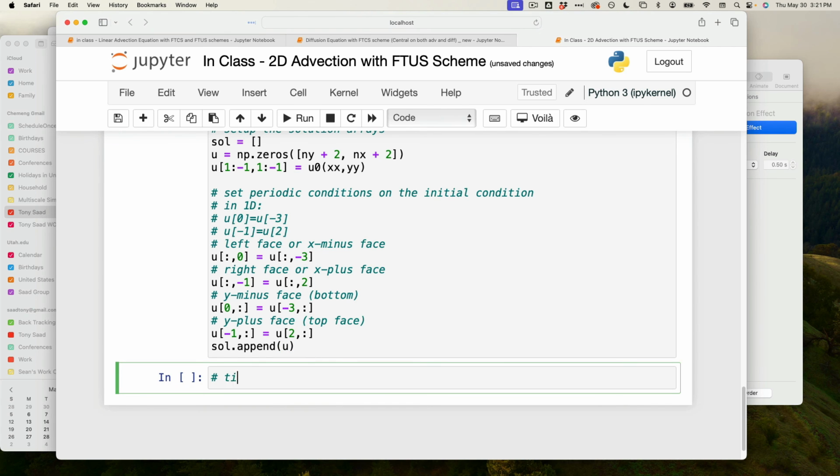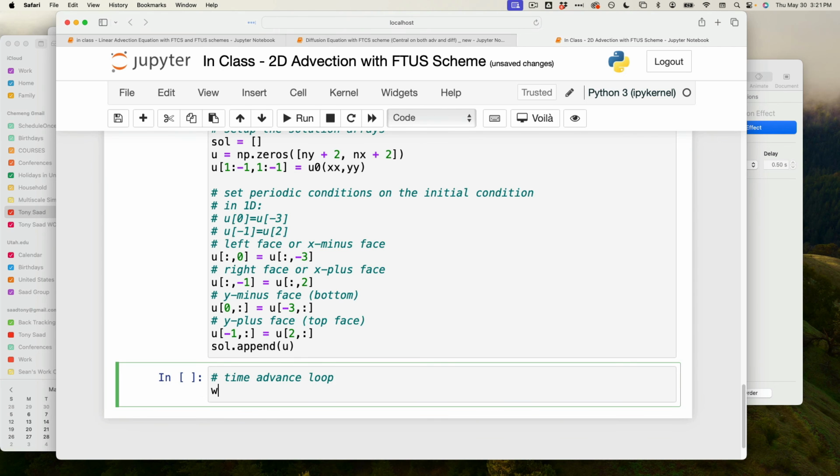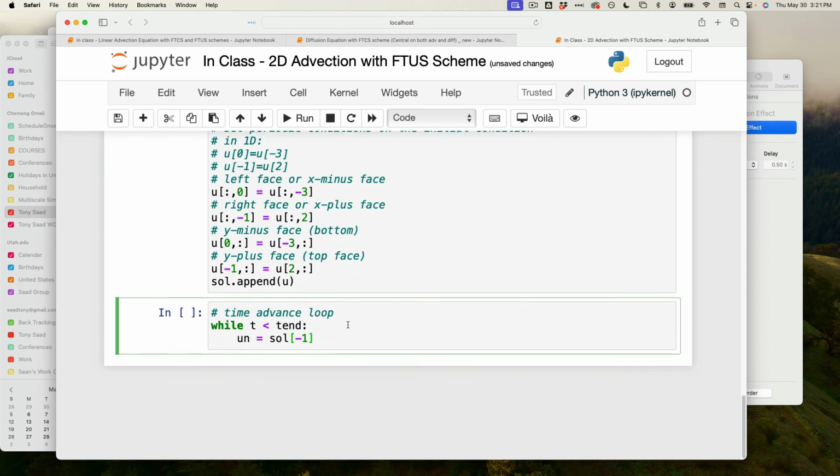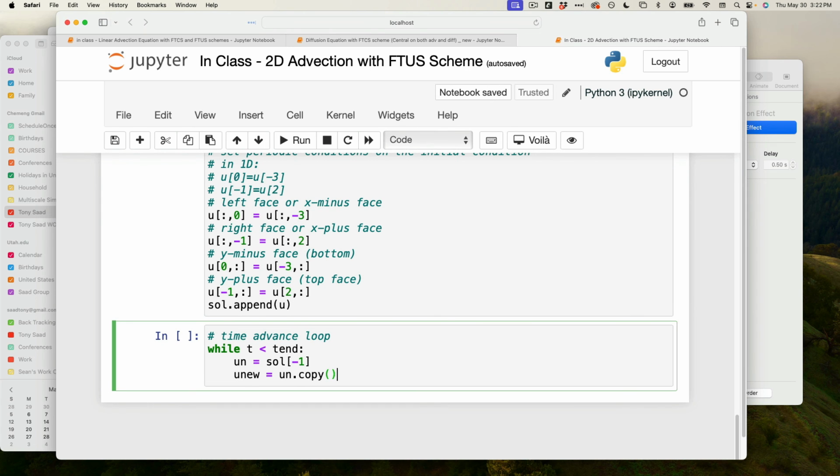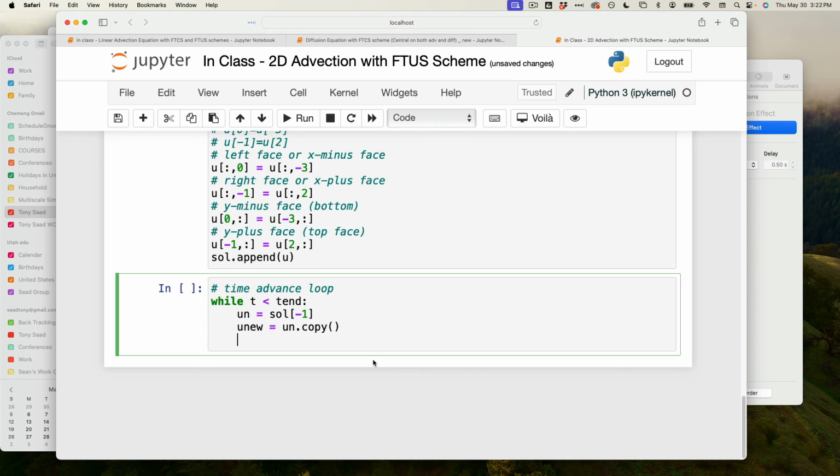Now we begin our time advance loop. While t less than t end, un is the last solution, so sol minus 1. U new, or un plus 1, is equal un dot copy. So I'm going to make a copy of that so I don't alter it. Okay? And then we implement our advection scheme. U new on the interior, only on the interior. Okay, so because we're going to reach out of the interior, right? So I'm only going to fill in the interior points. From 1 to minus 1, 1 to minus 1, okay, is un from 1 to minus 1, 1 to minus 1.